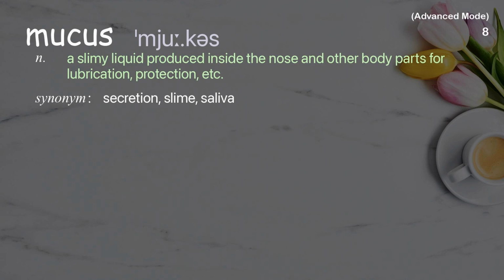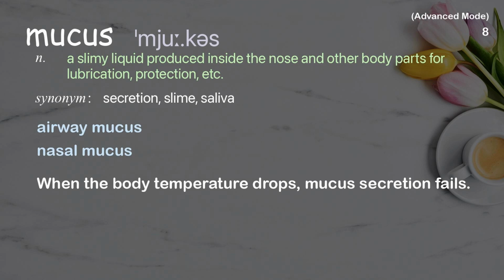Mucus. A slimy liquid produced inside the nose and other body parts for lubrication, protection, etc. Examples: Airway mucus. Nasal mucus. When the body temperature drops, mucus secretion fails.